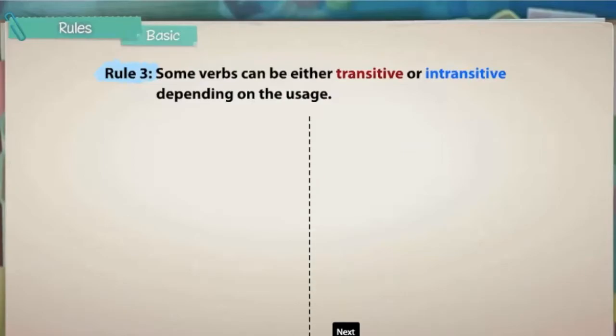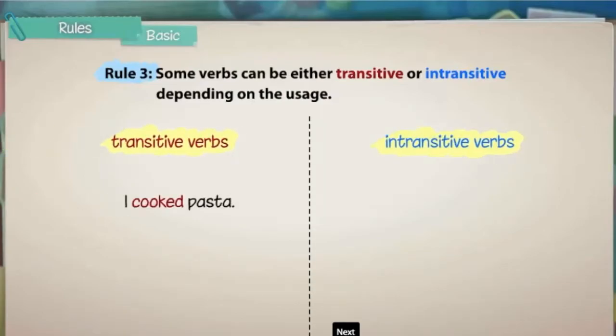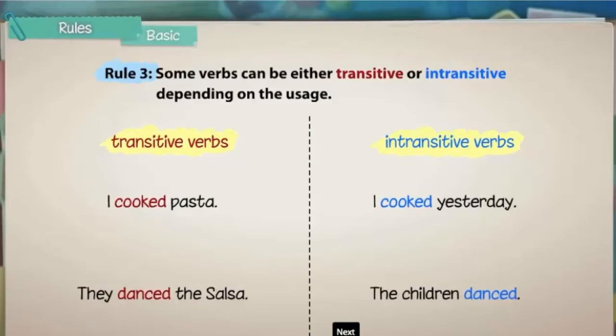Some verbs again can be transitive or intransitive depending on the usage. I cooked pasta. They danced the salsa. Both are objects of the verbs cooked and danced, so they are transitive verbs. As intransitive verbs: I cooked yesterday, the children danced. These verbs, cooked and danced, do not need an object, and so they are examples of intransitive verbs.